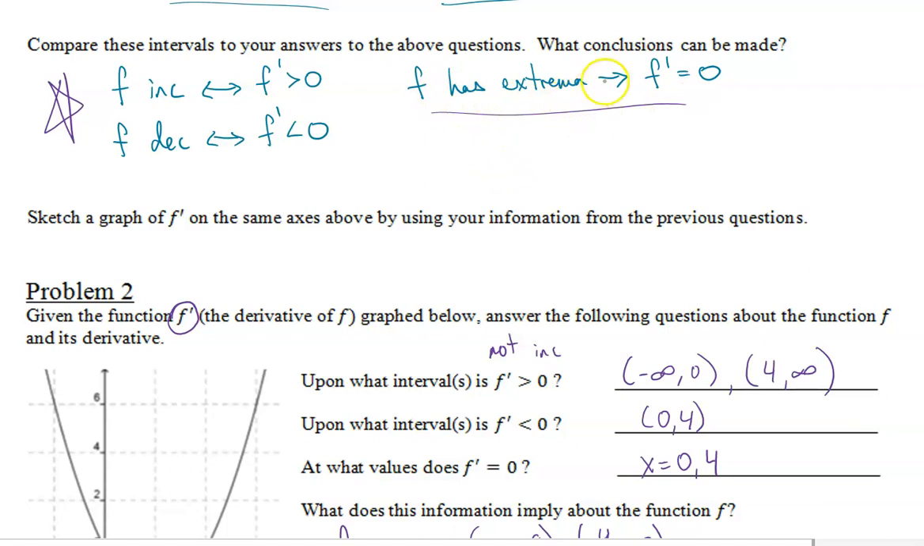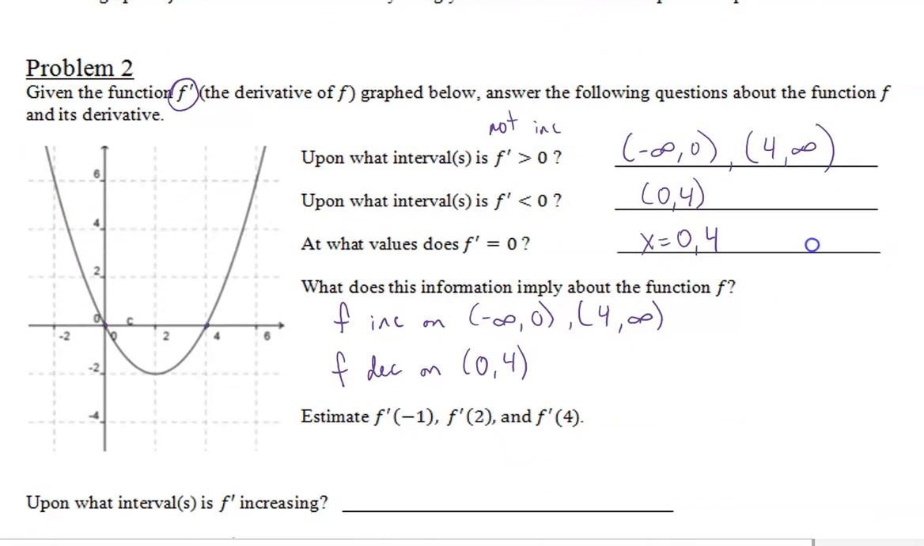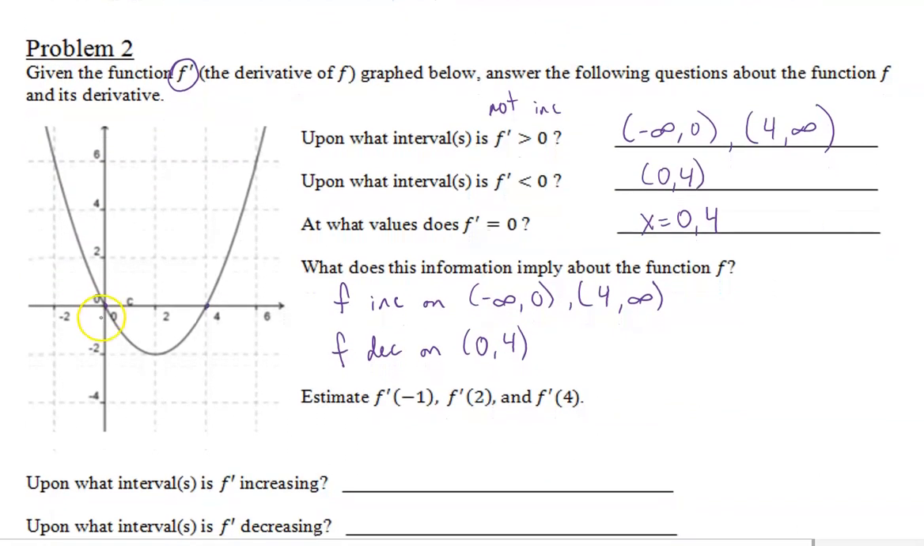Okay, now remember we said that this statement is not an if and only if. If f has extrema, then f prime is equal to 0. It does not say that if f prime is equal to 0, then we have an extremum, but we can still draw some conclusions by combining some things here. So something is happening on the graph of f where f prime equals 0, which is at x equals 0 and x equals 4. Okay, so let's think about this for a second. To the left of x equals 0, f prime is positive. And then to the right of x equals 0, f prime is negative.